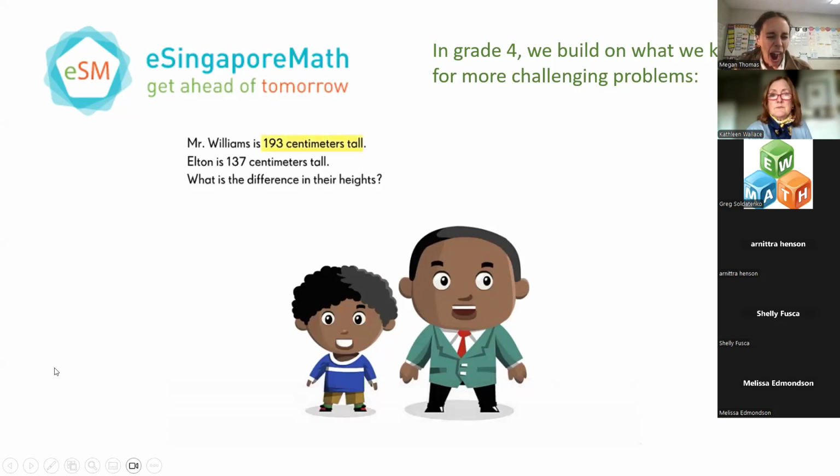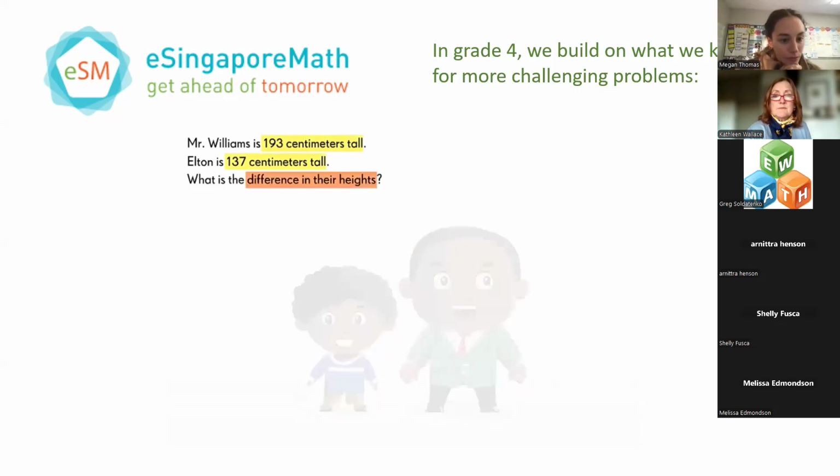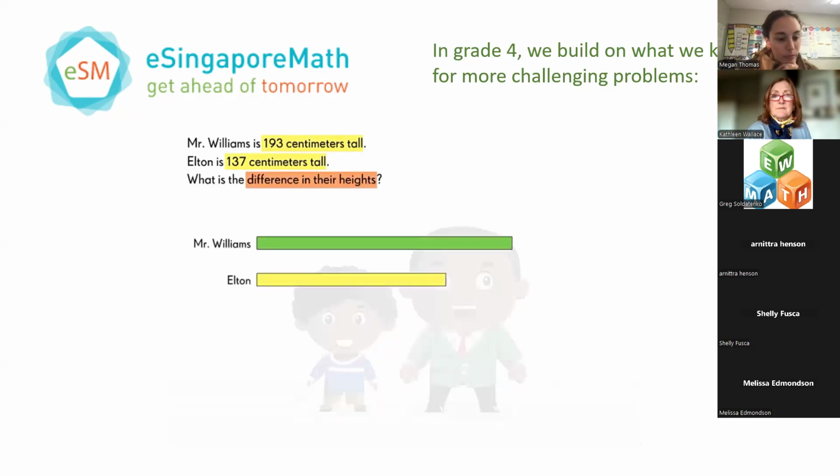Mr. Williams is 193 centimeters tall. Elton is 137 centimeters tall. What is the difference in their heights? This phrase shows that a comparison is being made. Let's use a comparison model to represent this problem.